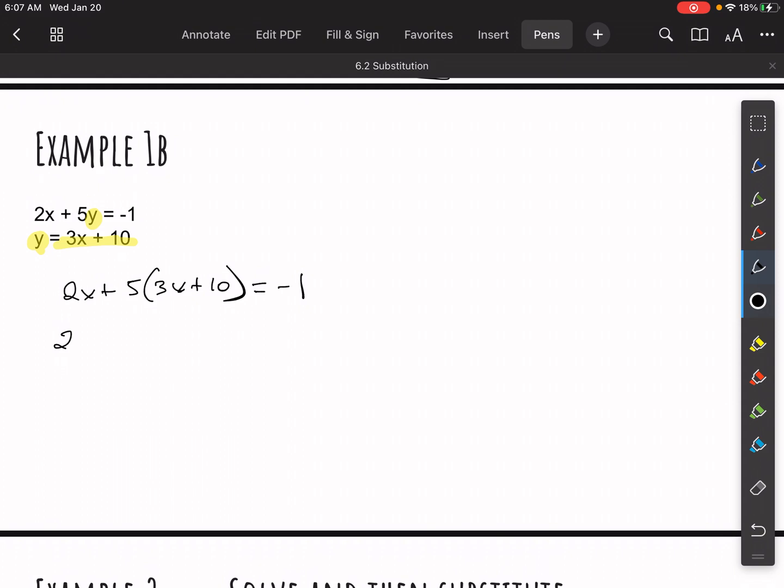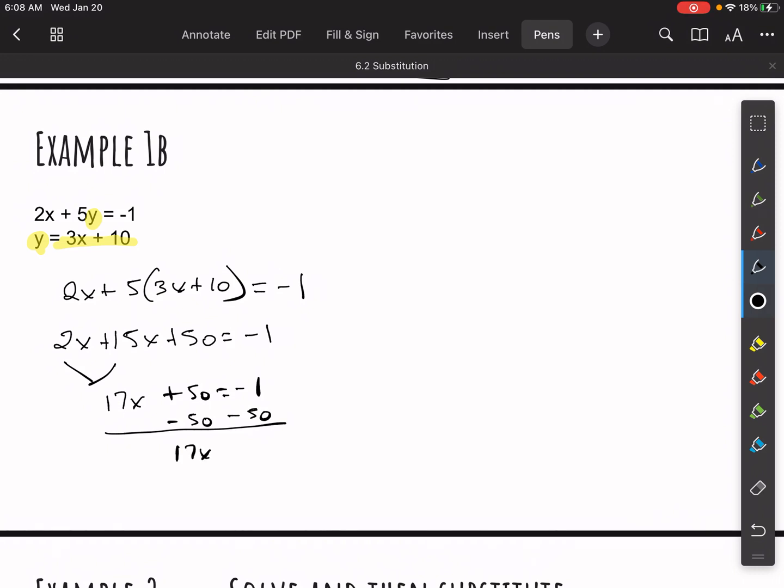Now we're going to just do some basic algebra. 5 times 3x is 15x. 5 times 10 is 50. Combine like terms. 17x here plus 50 is equal to negative 1. We're going to subtract 50 from both sides to get the x term by itself. We're left with 17x is equal to negative 1 minus 50, which is going to be negative 51.